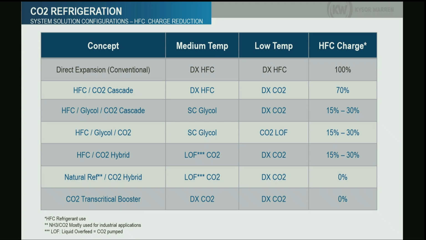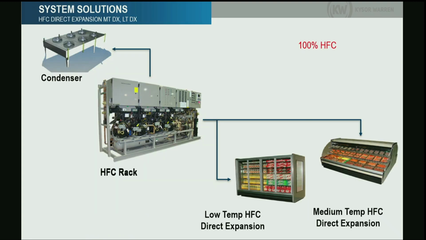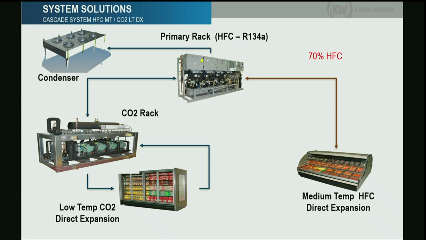So if we go through this a little bit again, but now in a graphic way, this is what we know right now, HFC systems. You have your condenser, your HFC system, and your medium temperature and low temperature loads. That is what we know. If we change the low temperature and add the CO2 system, now you will have this kind of configuration. Your condenser, your HFC system, this HFC is feeding your medium temperature, but also feeding this CO2 portion to condense the CO2. And the CO2 is feeding your low temperature.